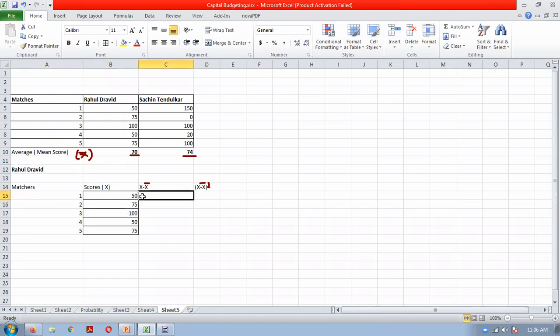So x minus x bar, how will we have to do? 50 minus 70. 50 minus 70. Okay. Then 75 minus 70. Then 100 minus 70. 50 minus 70. And 75 minus 70. So this is just x minus x bar. X is the values and x bar is constant, 70.